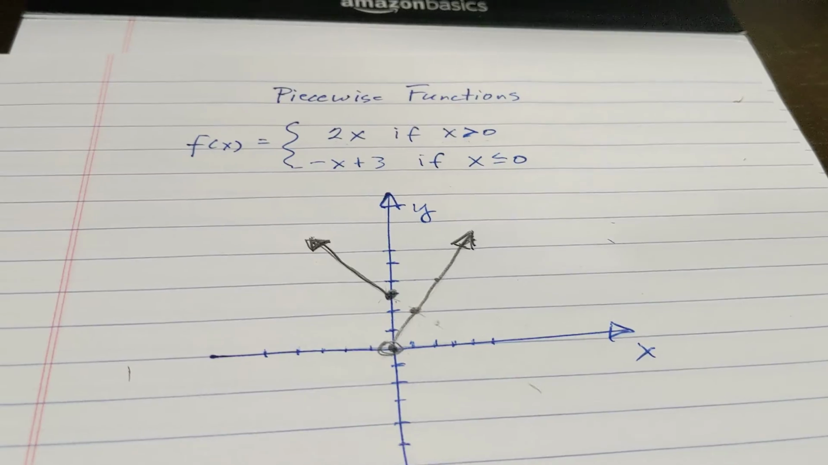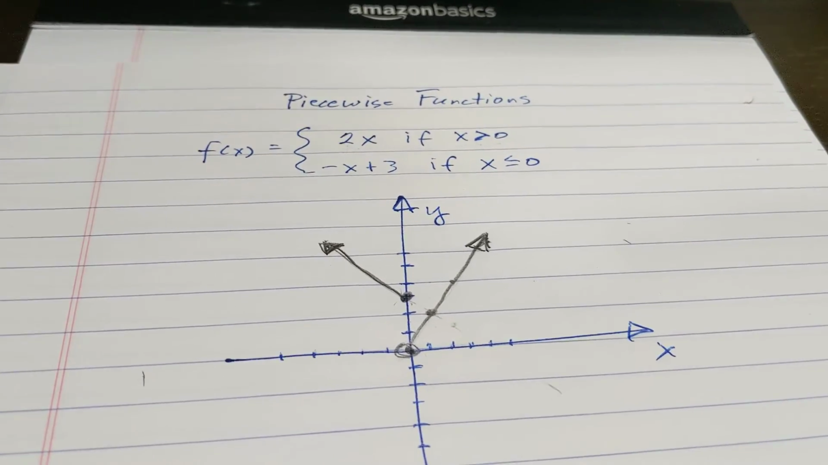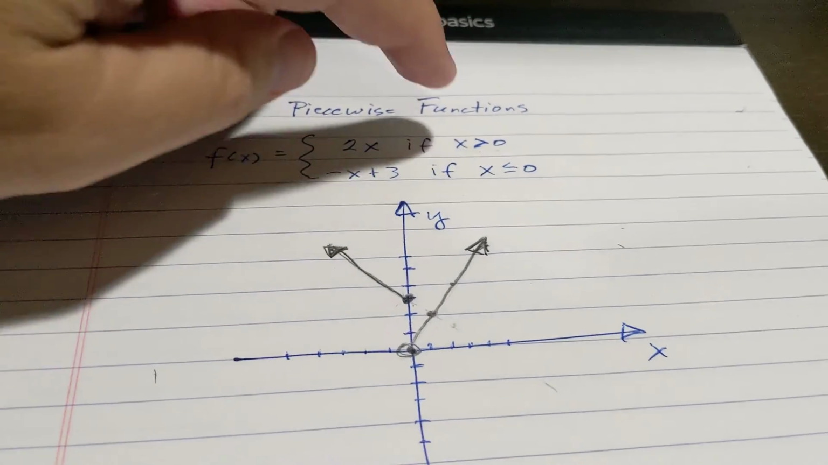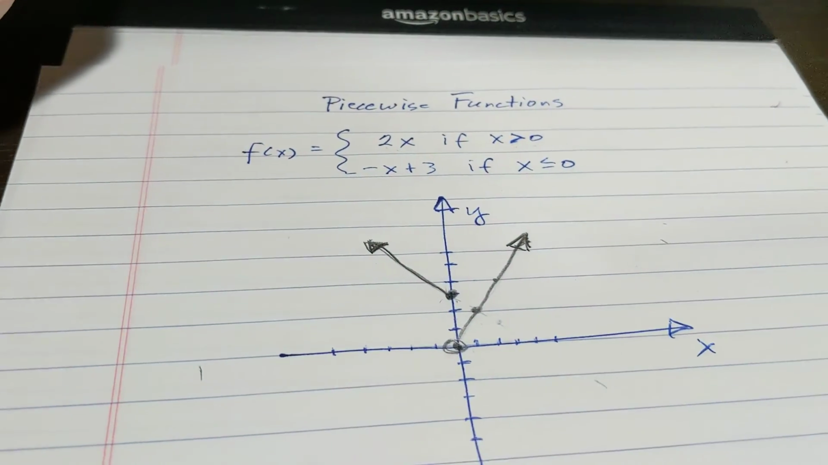So this is a good way to do that, whether you use a chart or whether you use slope-intercept form, you've got to follow the directions in the domains that are here.